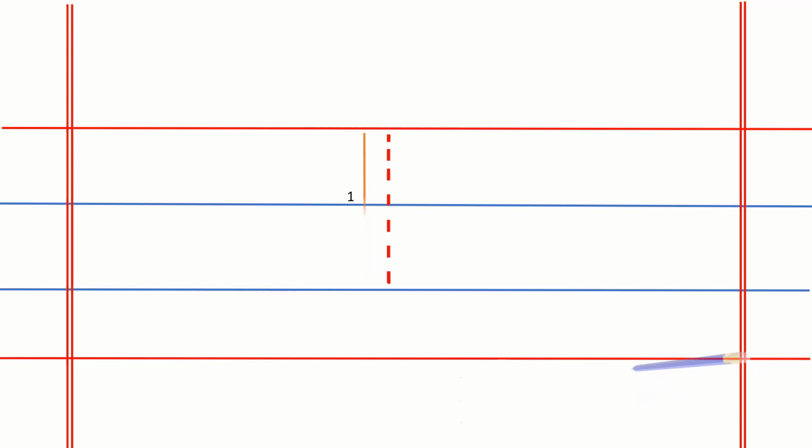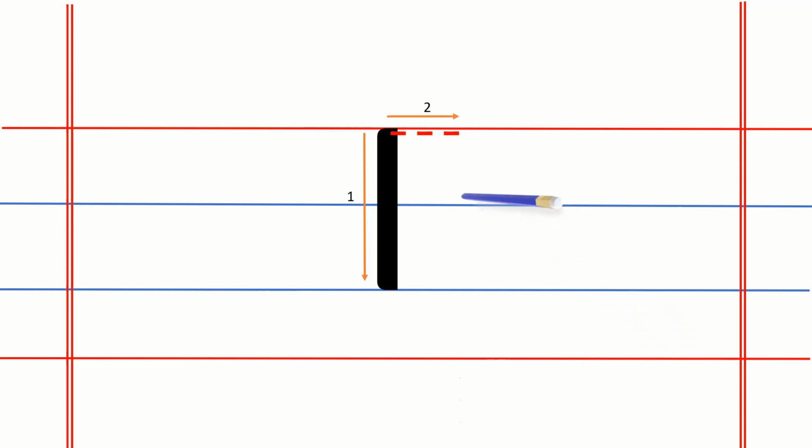Start from the red point. Draw a straight line downwards. Then start from the red point again and draw 3 parallel straight lines.